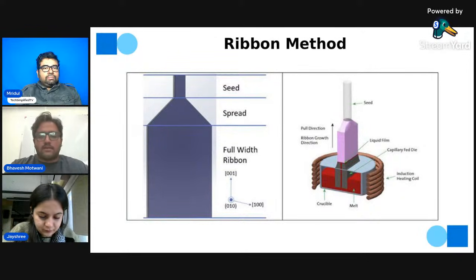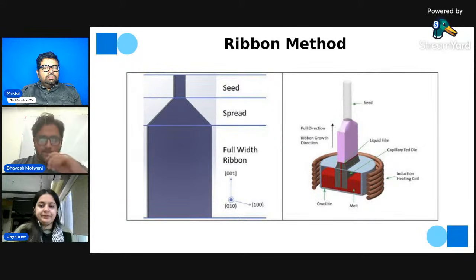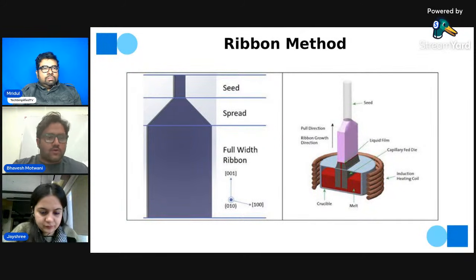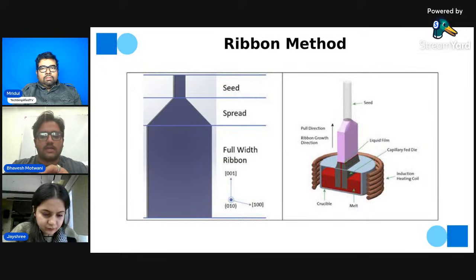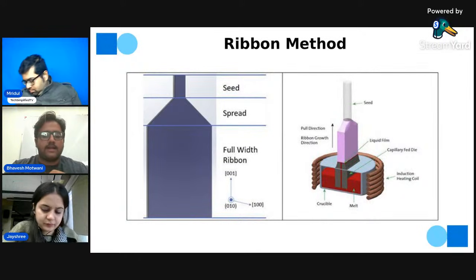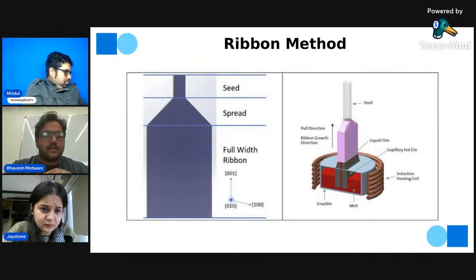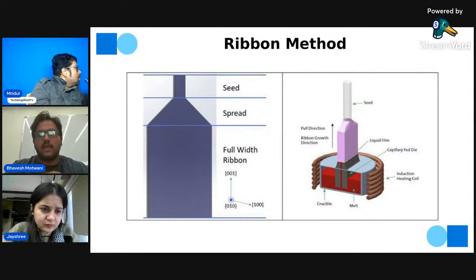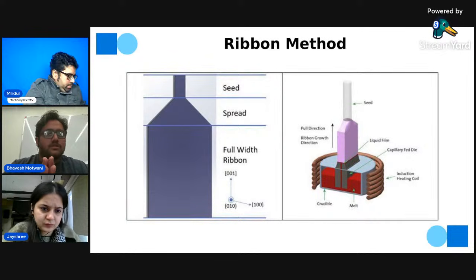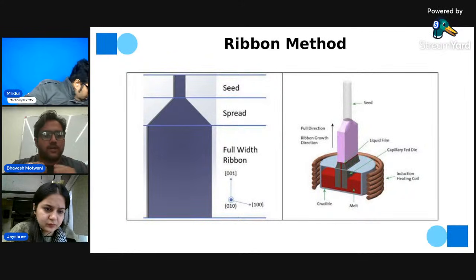So the ribbon method is basically where you pour the silicon, heat it up, and pull it out in a square-shaped structure. In that square-shaped structure, a heated seed crystal is introduced, so that you can turn a polycrystalline material into a single crystalline material. Pulling it upwards, you create a square-shaped structure with the seed which is put in.